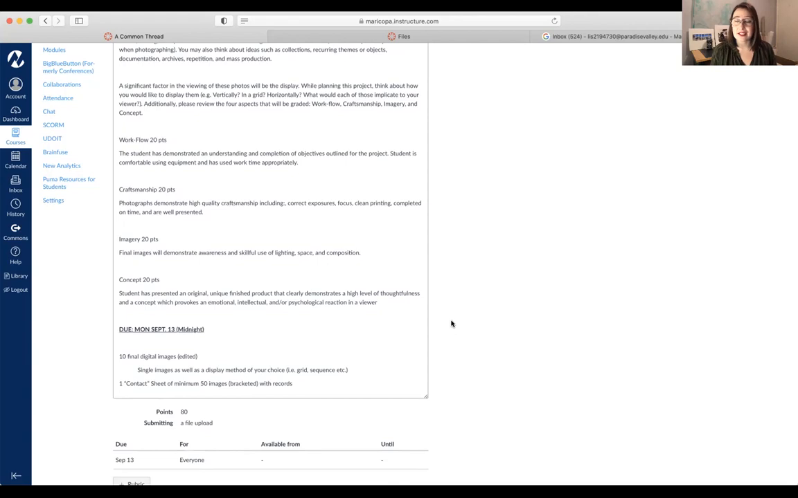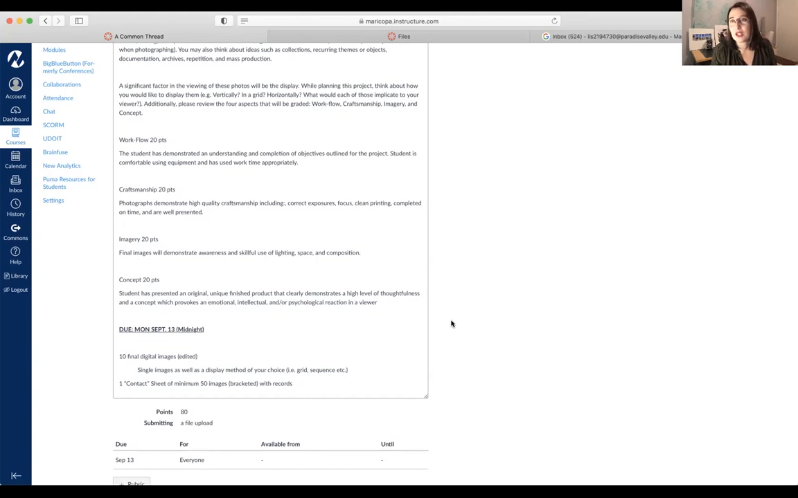Imagery, this is aesthetics. Is it a nice photo to look at? Final images will demonstrate awareness and skillful use of lighting, space, and composition. So when we're thinking about imagery, we're thinking about the viewing. So this is where the kind of art portion comes into it. Is it technically a masterful photograph? Is it pleasing to look at? Did you balance things appropriately? Did you choose colors that were very nice? Do you have a focus or a focal point? Were you thoughtful about what's in focus and what's not? All of that sort of information goes into imagery.